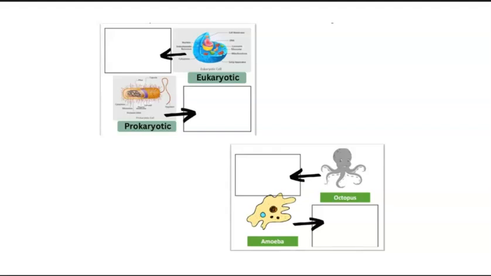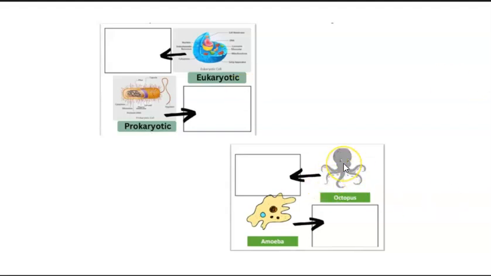How many times did I ask you what's the difference between eukaryotic and prokaryotic cell type? Alright, so when you say eukaryotic, it has the nucleus and membrane-bound organelles, whereas prokaryotic lacks the nucleus and membrane-bound organelles.